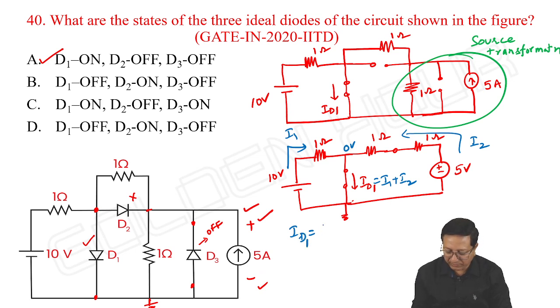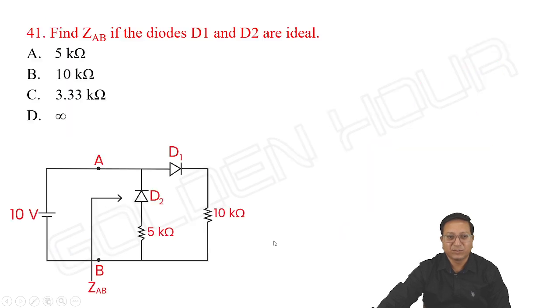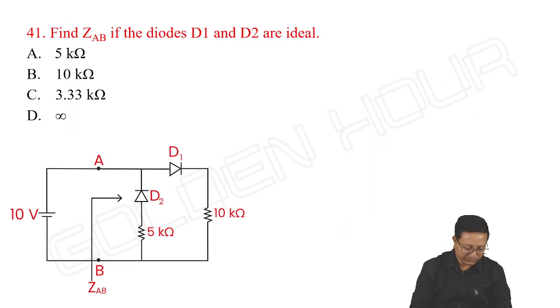Let me take this as ID1 is equal to I1 plus I2. I1 is 10 minus 0 by 1 and I2 is 5 minus 0 by 2. It is 12.5 amperes. That's it. This is how we can take the value of ID1. 12.5 ampere. Okay, ID2 and ID3 are simply zeros. Next, look at this question.